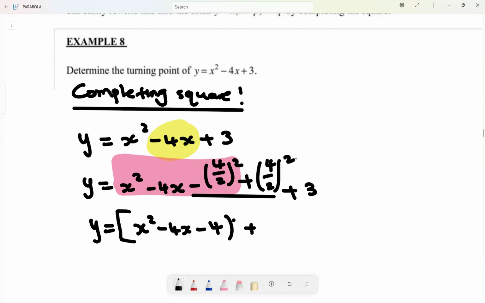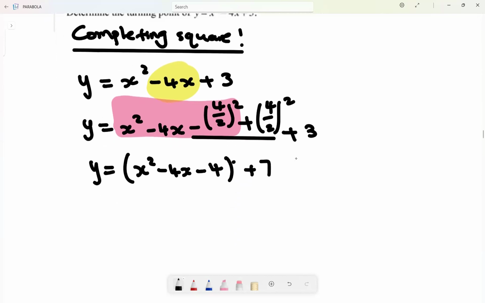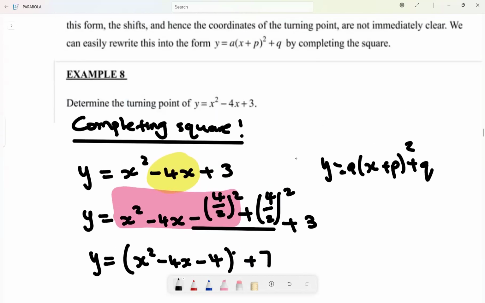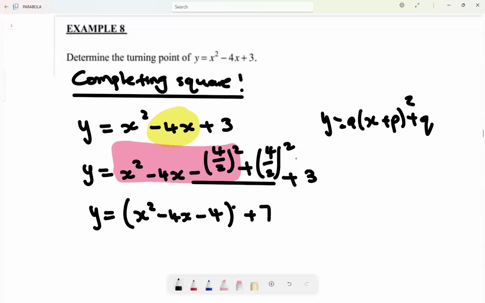Actually, even if I can use this bracket, what is the rest? It is 4 divided by 2 squared, which is 4. 4 plus 3, it is what? It is 7. Can you see? So far, I'm already there, because remember the form that I wanted is y is equal to a into x plus p squared plus q. Okay, but I already know that the value of a, it is 1 here.